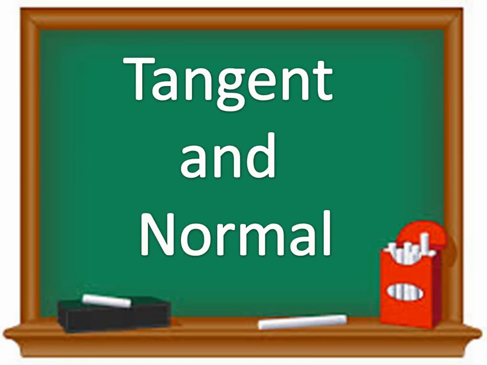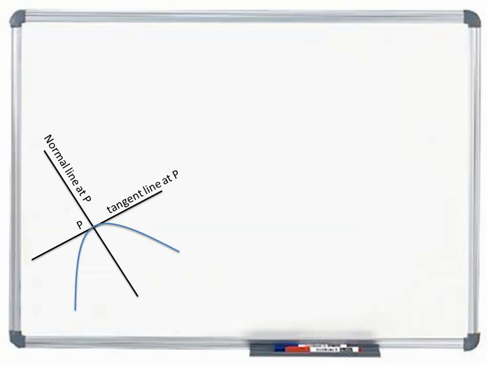Tangent and normal. So this is the curve and this is the line. This line touches this curve at a single point P. So that's why this line is a tangent for this curve at the point P.